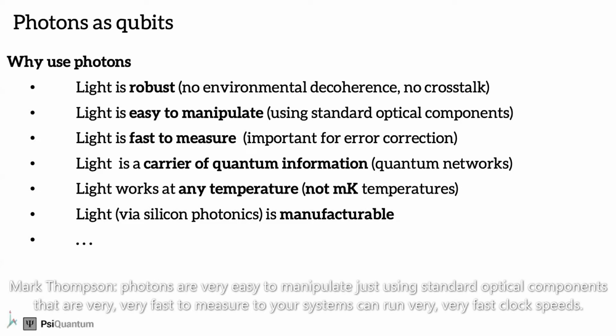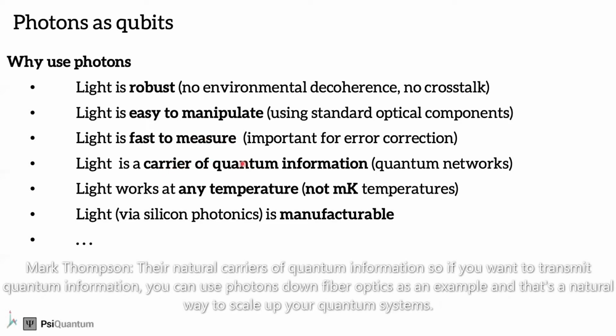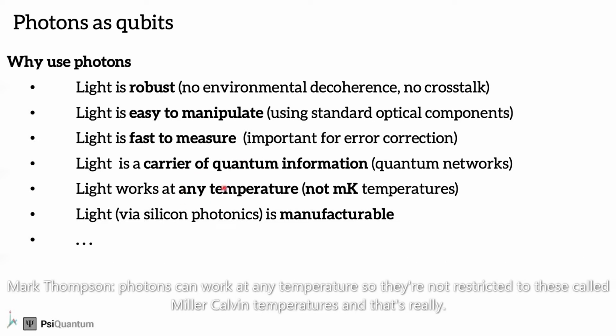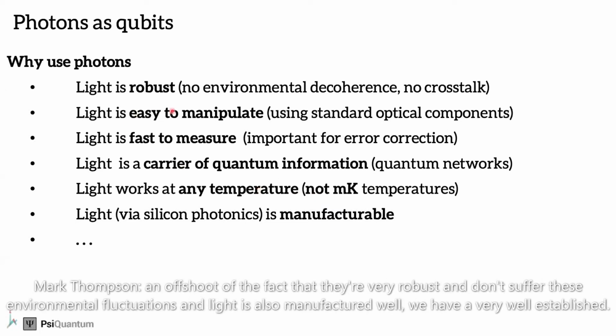Photons are very easy to manipulate using standard optical components. They're very fast to measure, so your systems can run at very fast clock speeds. They're natural carriers of quantum information. If you want to transmit quantum information, you can use photons down fiber optics, for example, and that's a natural way to scale up your quantum systems. Photons can work at any temperature, so they're not restricted to these cold millikelvin temperatures, and that's really an offshoot of the fact that they're very robust and don't suffer these environmental fluctuations.